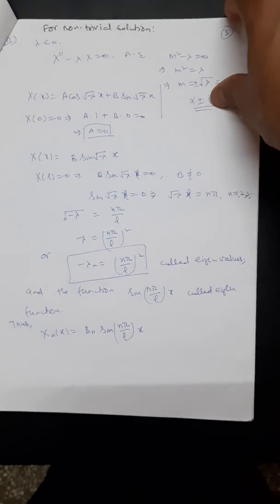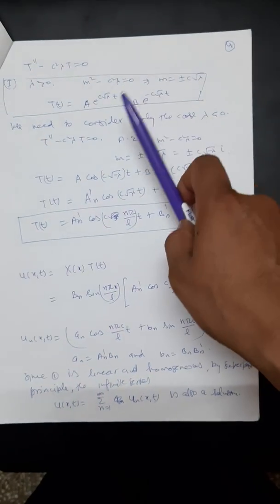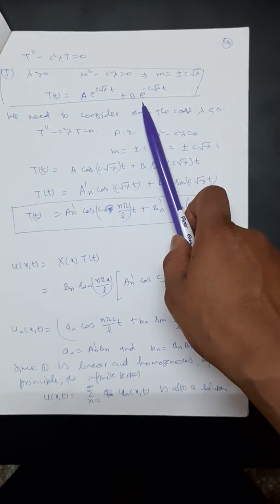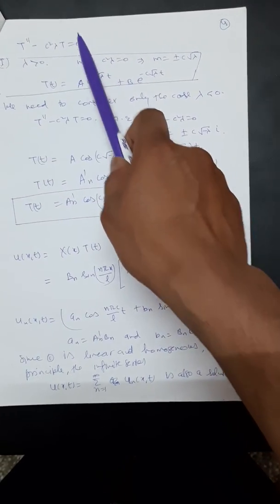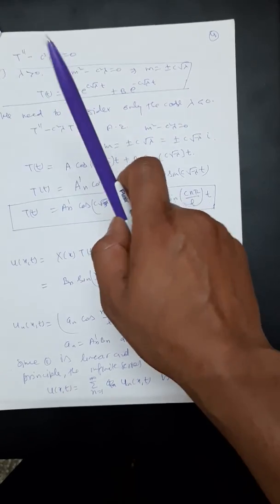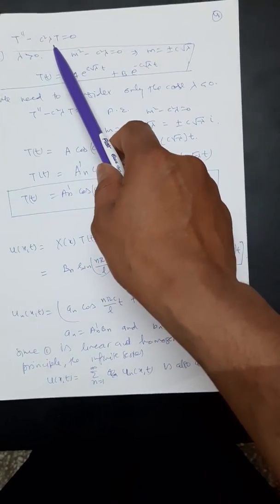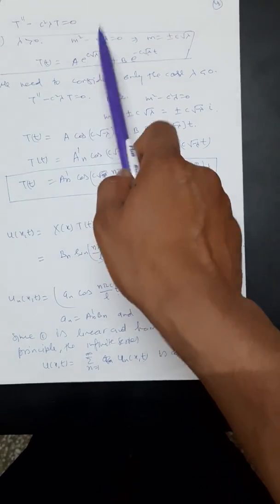So two possibilities have been discarded, lambda greater than 0 and lambda equals 0. For those values we will not discuss the solution, because in that case we got the trivial solution. So we need to only discuss lambda less than 0. So no need to discuss this one.